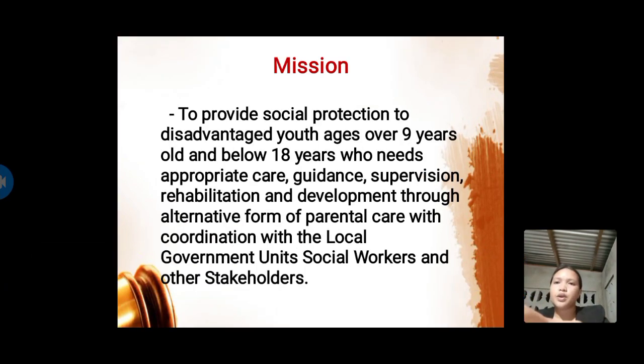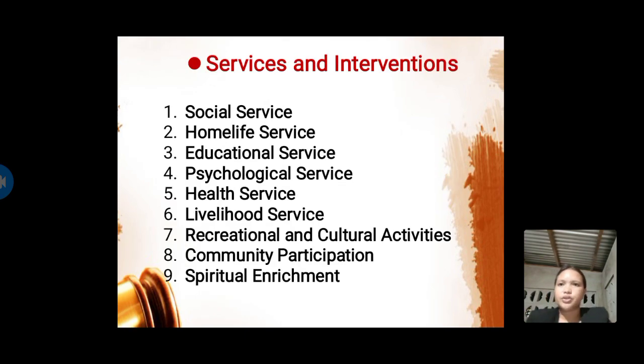Next, we also have the mission to provide social protection to disadvantaged youth over 9 years old and below 18 years who need appropriate care, guidance, supervision, rehabilitation, and development through alternative forms of parental care, with coordination with the local government units, social workers, and other stakeholders.